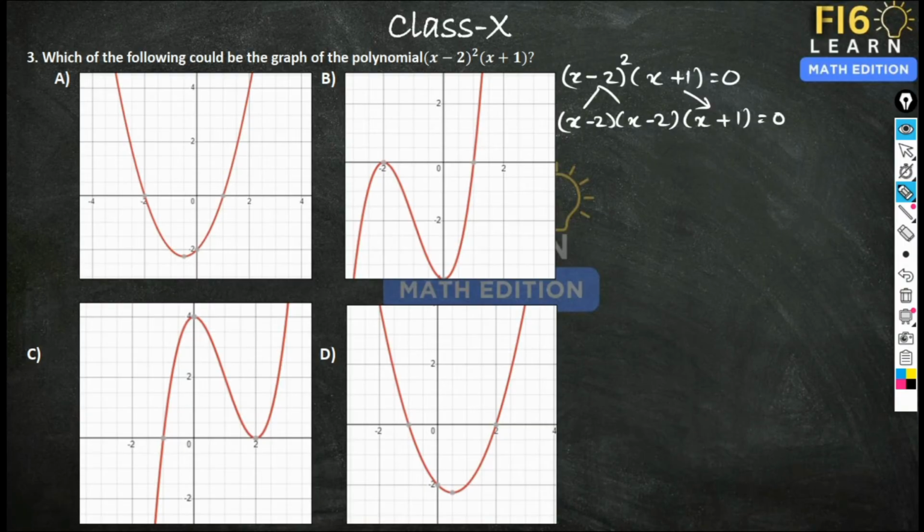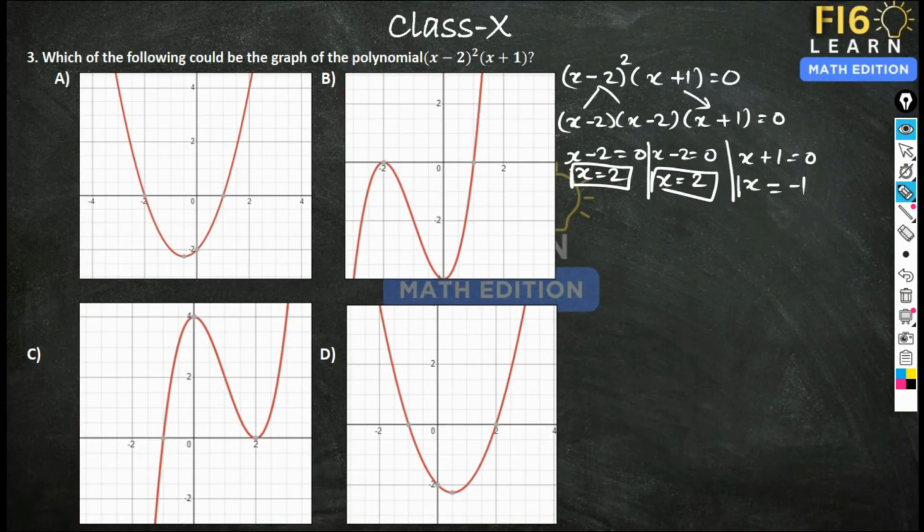So first we can equate the first one. We will get x minus 2 is equal to 0. We can take the minus 2 to the right side, so that will become plus 2. So we will get x is equal to 2. If you equate the second term, you will get the same answer. X minus 2 is equal to 0. Again you can take the 2 to the right side, we will get 2 again. Okay, and the third one, x plus 1 is equal to 0. Here we will get x is equal to minus 1.